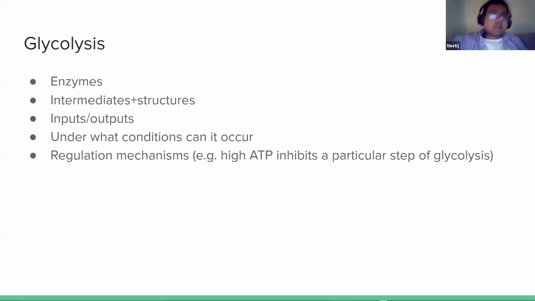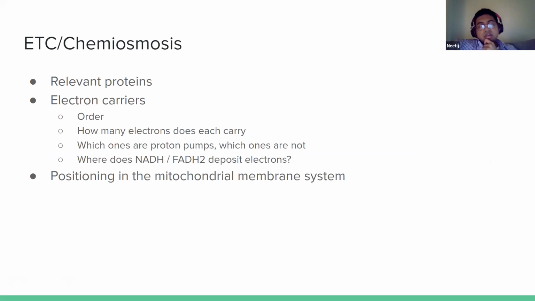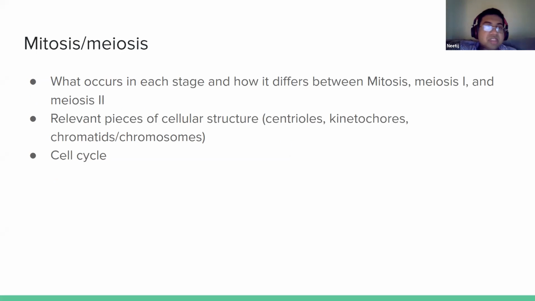Here, glycolysis, you should know enzymes, intermediate structures, inputs and outputs, under what conditions it is occurring, and then what some of the major regulation steps are. Citric acid cycle, you should know enzymes, intermediates, but no structures, inputs, outputs, conditions, regulation. Oxidative phosphorylation, you should know what the proteins are, what the electron carriers are, what their order is, where they're positioned, how many electrons they carry, which ones are pumps, which ones aren't, where NADH drops its electrons off, where FADH2 drops its electrons off, stuff like that. And then mitosis, meiosis, these kinds of things, etc.